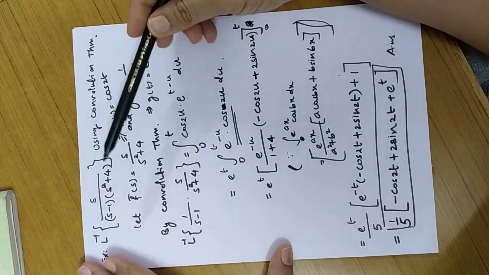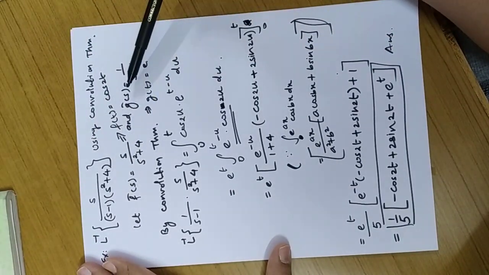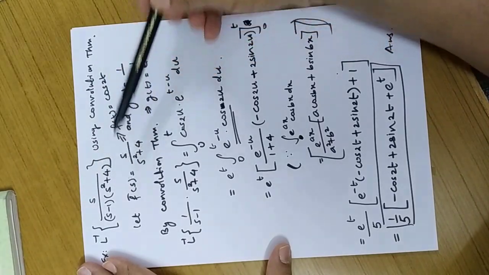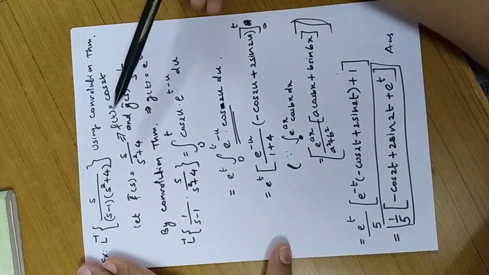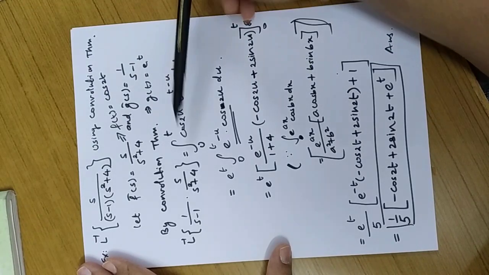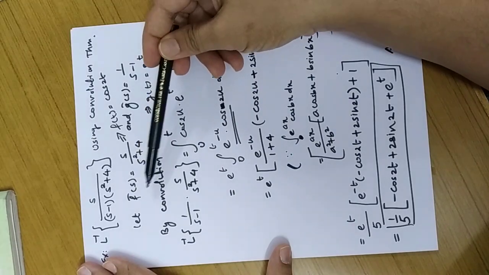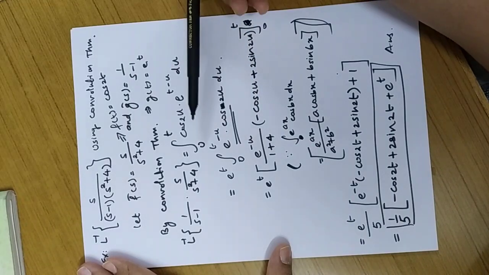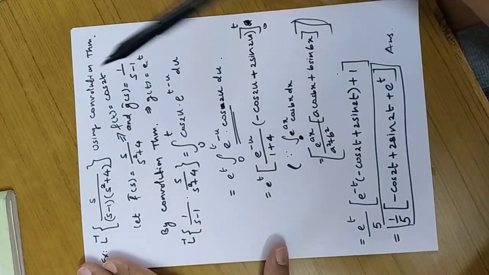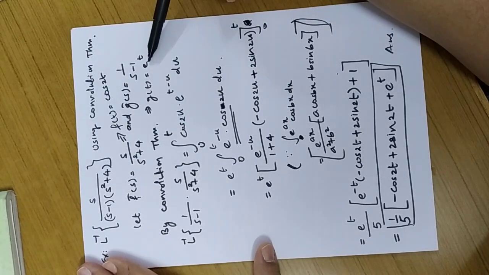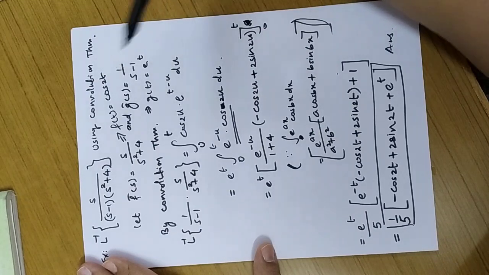Now here you have to think about f bar s and g bar s. You have two options: either you can take s upon s square plus 4 as f bar s or g bar s. But when you take this function as g bar s, it becomes easy, because it is easy to take the constant e raised to t. When you take this function as g bar s, it is more difficult. It is not impossible, but it is difficult. So if the inverse Laplace of any function is an exponential term, prefer to take it as g bar s.